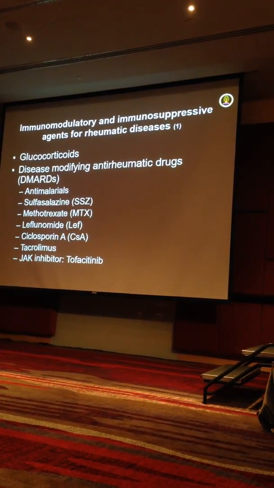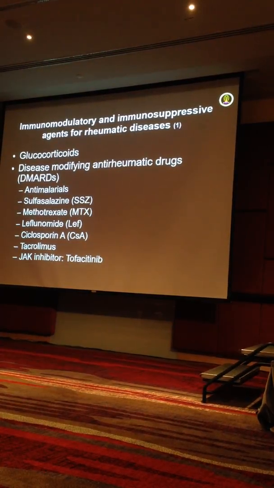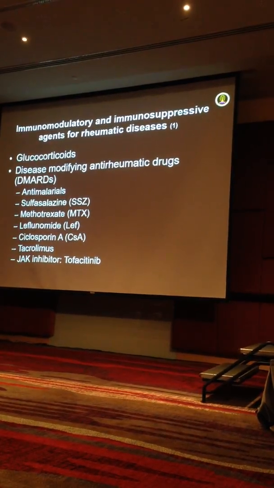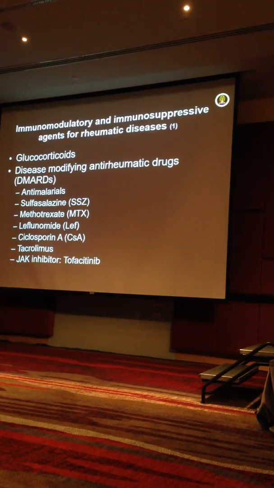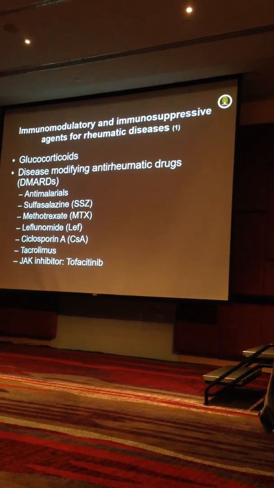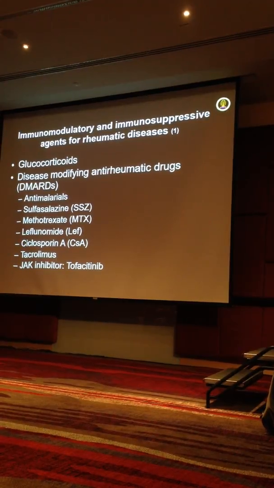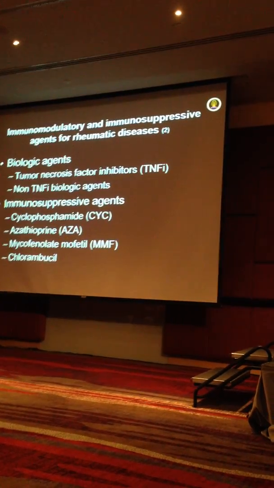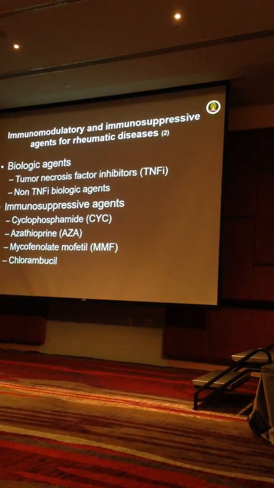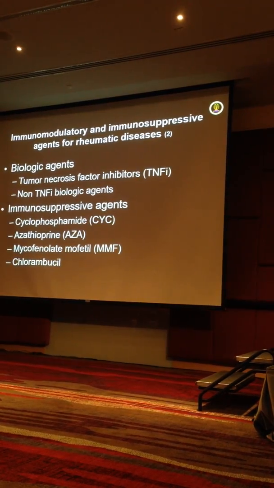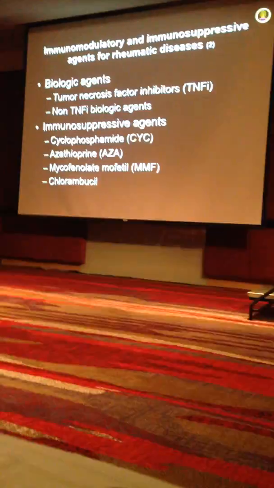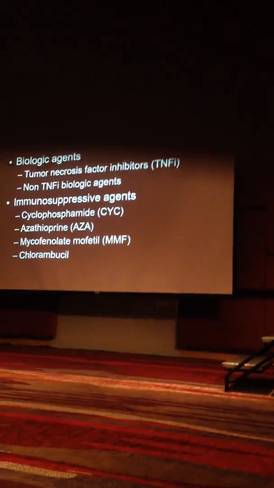I would like to focus on the last one, the new one, the JAK inhibitor, which can inhibit the intracellular signaling pathway, the tofacitinib, which is already approved for the treatment of rheumatoid arthritis, but it will be a new one to be treated in inflammatory eye diseases. And for the biologic agents, we will describe TNF inhibitors and non-TNF inhibitors. And for immunosuppressive agents, the older cytotoxic agents, which nowadays are rarely used, but are still more effective in some refractory patients.